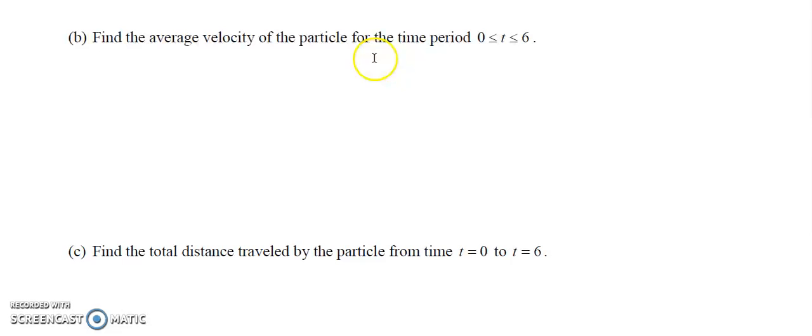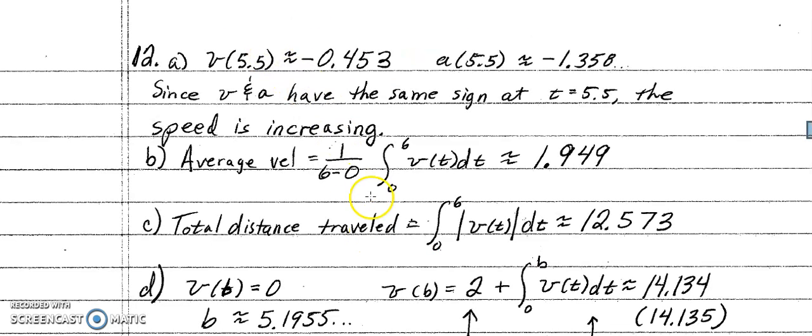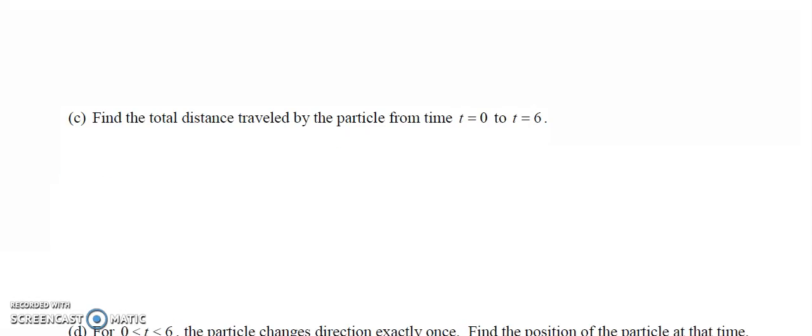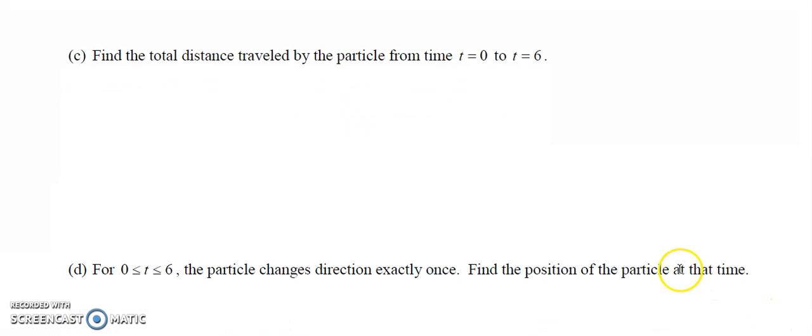Average velocity of the particle. So average velocity, we have the velocity function. So that's 1 over the interval length times the definite integral of the velocity from 0 to 6. Just type it in. You have to show that. Yes, you possibly could use acceleration, but for average velocity you'd have to integrate that. Anyways, that would be the best way to do it.